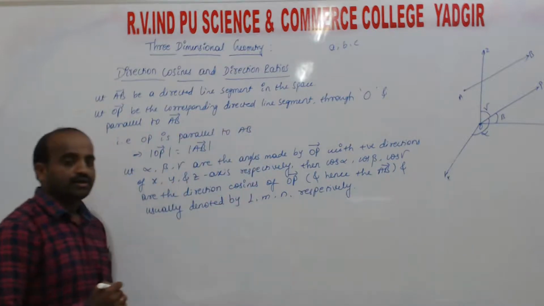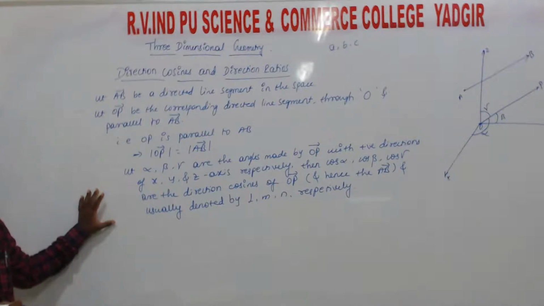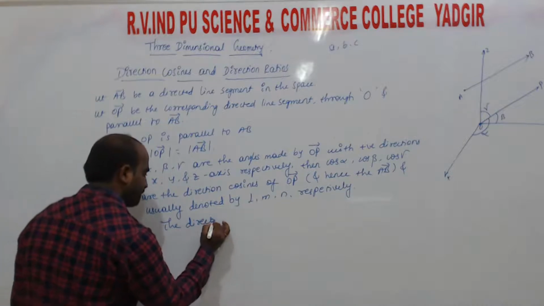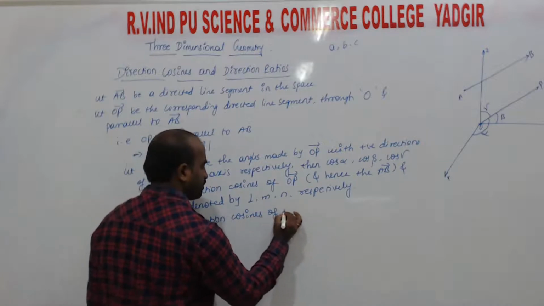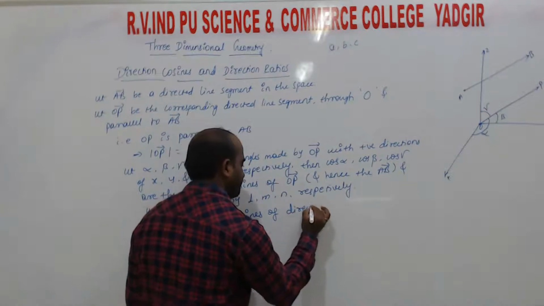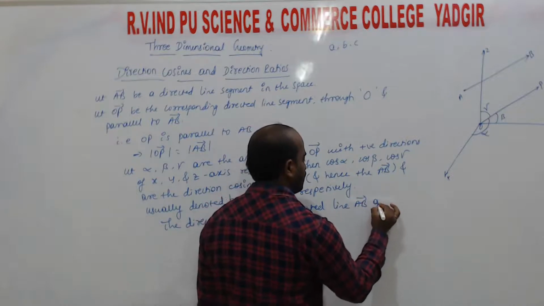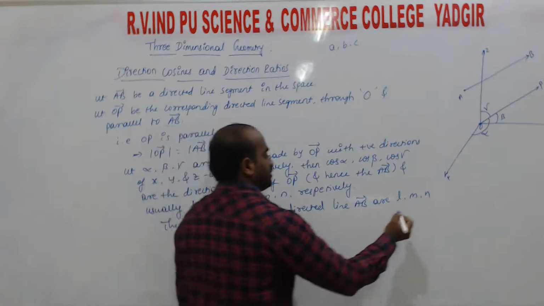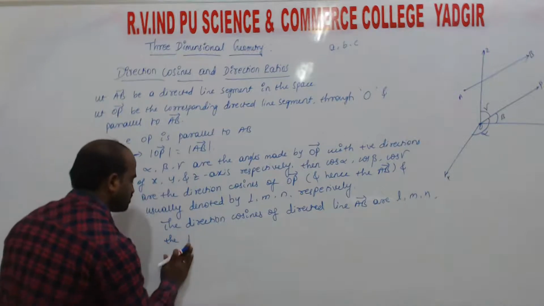Okay. Next, the direction cosines of the directed line AB vector are L, M, N.